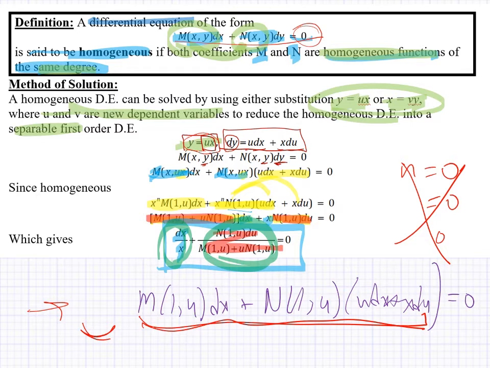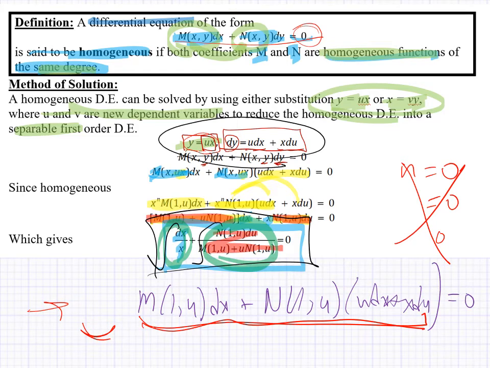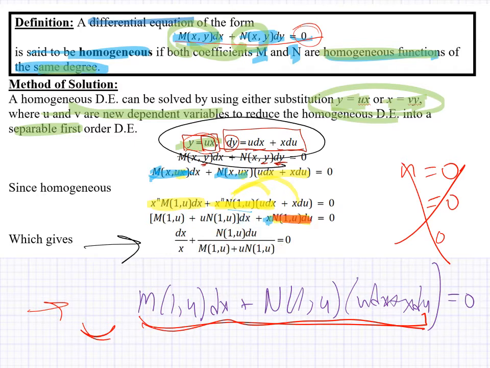Well, if it's separable, what I should do is integrate this one, integrate this one, and I've got my solution. So this substitution will turn a homogeneous equation into a separable equation. And that separable equation will look like this every single time. This piece will always be dx over x, and this piece will always be in this form.